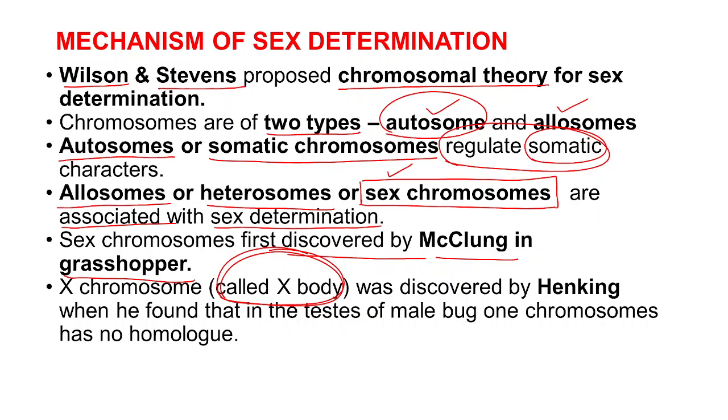The X chromosome or X body was discovered by Henking, when he found that in the testis of the male bug, one chromosome had no homologue. That means no homologous chromosome was present for that particular chromosome, and he called it the X body, and nowadays we call that X body the X chromosome.